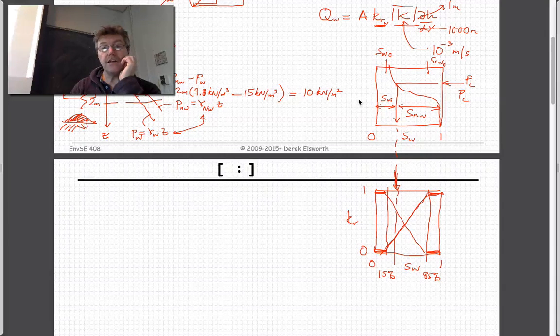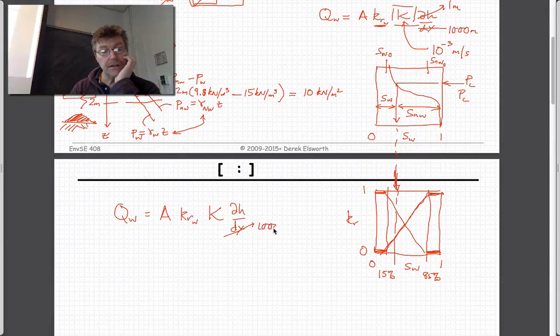And if we want to calculate the flow rate through our system, the amount of water we have going through our system is going to be the cross-sectional area multiplied by the relative permeability of water, which is going to carry this. The hydraulic conductivity of the system to water and the gradient. 1,000 meters, 1 meter, 10 to the minus 3 meters per second.